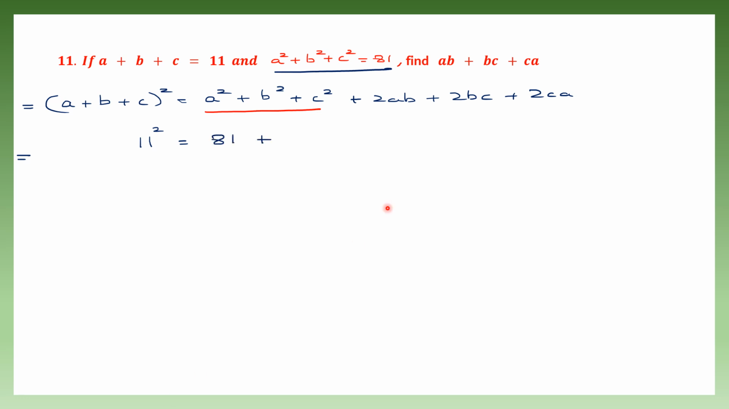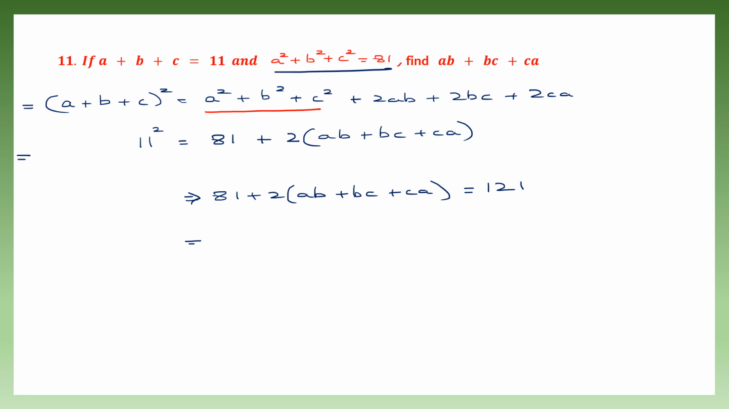Now here we have been asked to find AB plus BC plus CA. Here we have 2AB plus 2BC plus 2CA. So to find out only one of this, I have to take out the common number, that is 2, outside, and inside I can write AB plus BC plus CA. So now we're going to find this. So here I can write this as 81 plus 2 into (AB plus BC plus CA) is equal to 11 square. That is 11 into 11, which is 121.